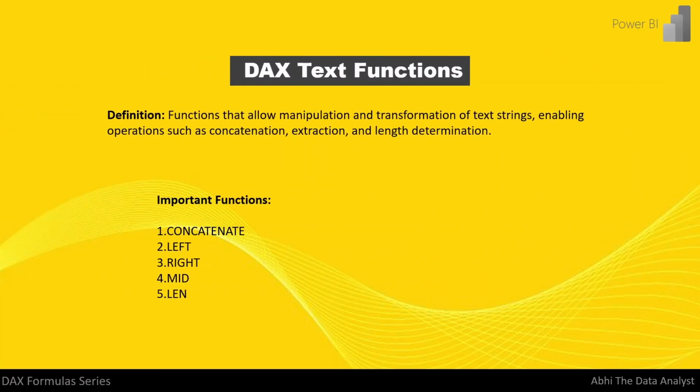Next up we have text functions. Text functions allow you to manipulate text strings. You can combine text from different columns, extract parts of text strings, or determine the length of the strings. These functions are particularly used for cleaning and preparing the data. Key text functions are concatenate, left, right, mid, and length.